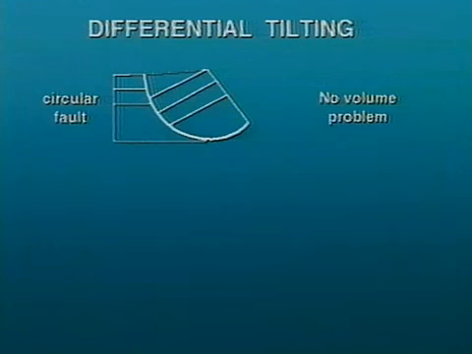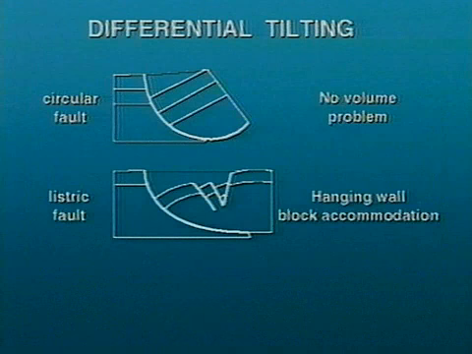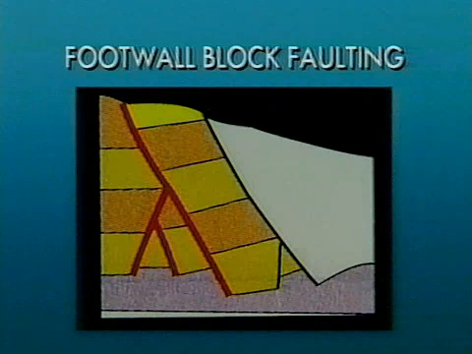How is it possible to accommodate block tilting along faults? In the case of circular faults, there's no volume problem and blocks can easily rotate. In a listric fault, differential tilting is accommodated by a rollover and a crestal collapse graben in the hanging wall block. In several of the experiments, tilting along planar faults was accommodated by conjugate faults in the footwall.